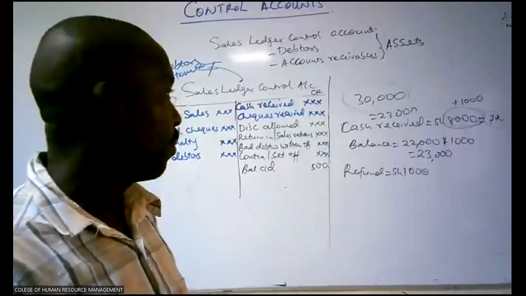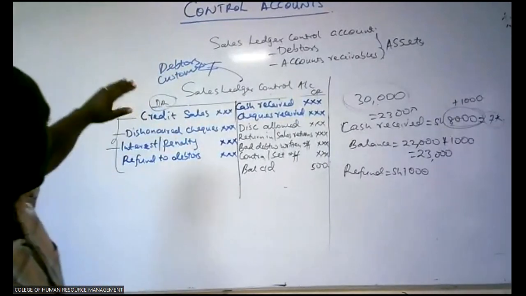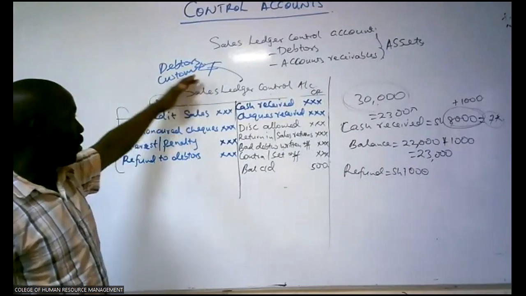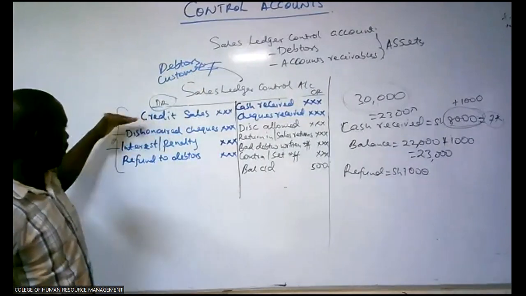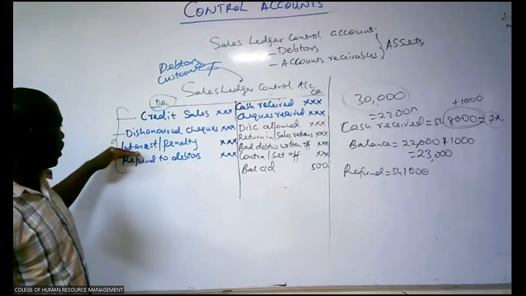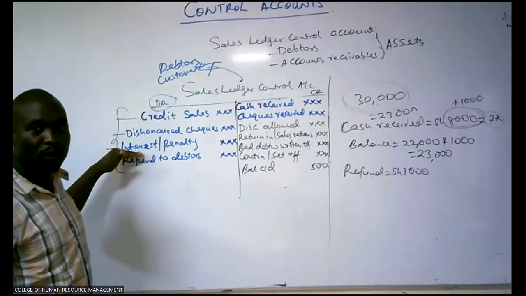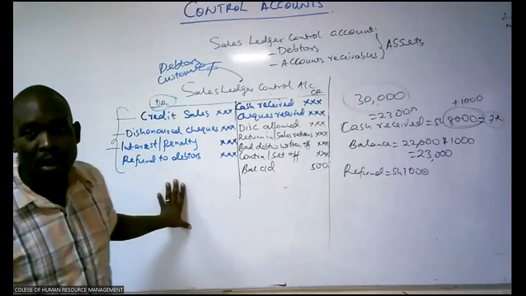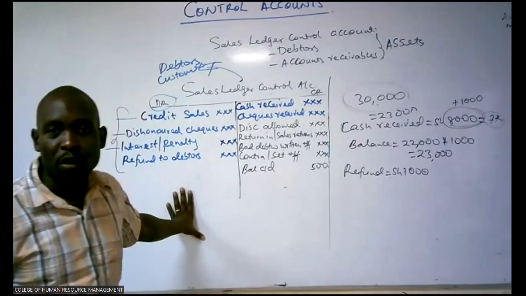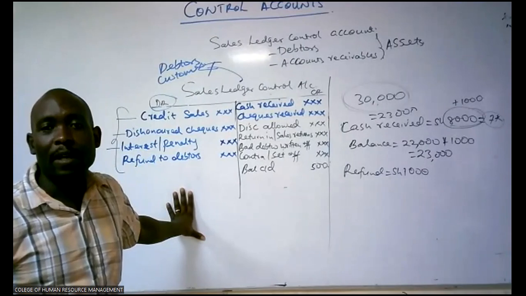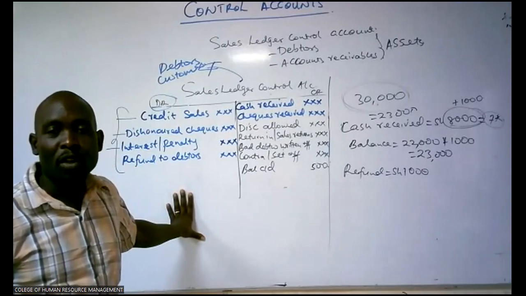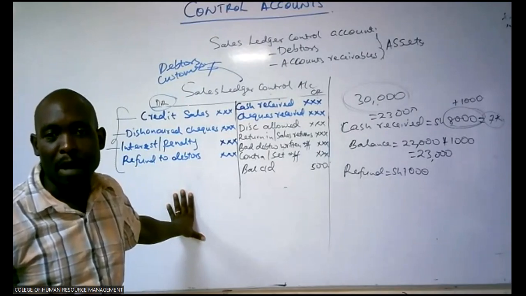After having said that, anybody with another question as far as the sales ledger control account is concerned? Credit sales, dishonored checks, interest or penalty charged on overdue debtors accounts, refund to debtors. These four, whenever you see them in the question, know that they are supposed to be debited in the sales ledger control account. Reason being, they increase the debtors balance.